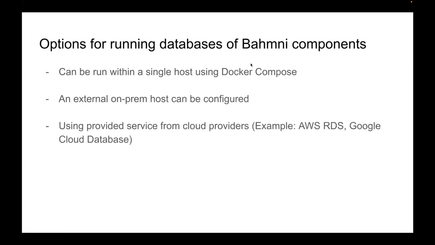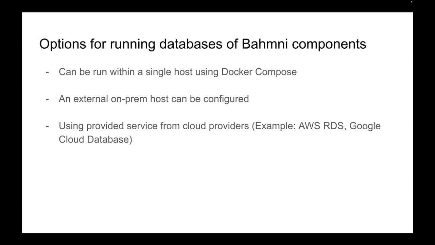Yeah, the next option is options for running the databases of Bahmni components. Right now, the default option that comes out of the box with Bahmni is running the database containers also on the same host. This is the out of the box configuration that we ship with Docker, wherein the associated database services also run on the same Docker Compose node. But depending on the load or the configurations that you have, or due to a few regulatory requirements, you might be requested to run the database on a separate host. In that case also, that is possible.